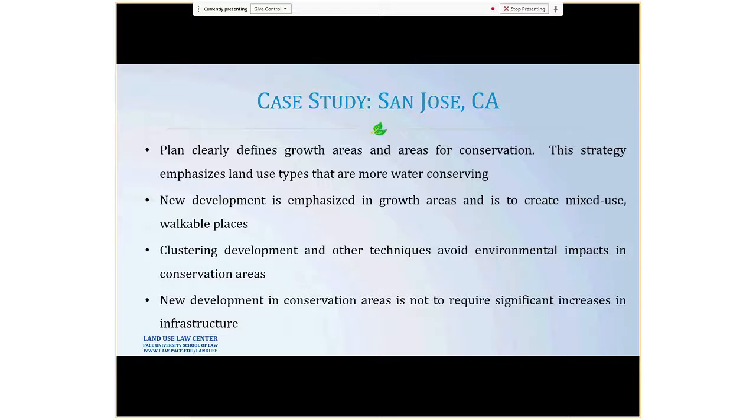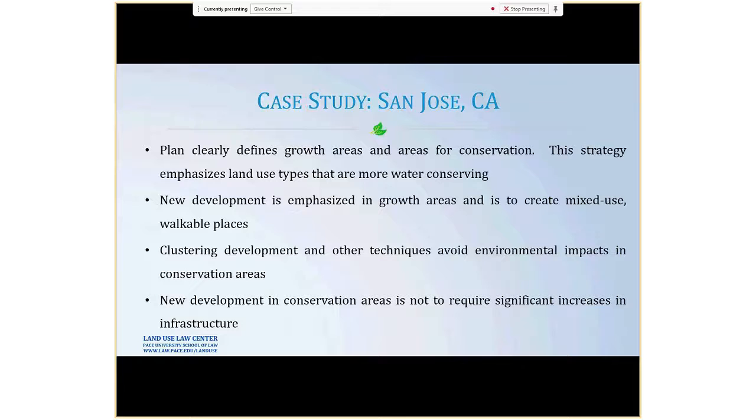This strategy strongly emphasizes land use types that are more water conserving. New development in this plan is emphasized in growth areas and is to create mixed-use walkable places. Cluster development is called for. Environmental impact analysis is called for in the conservation areas. New development in conservation areas is not to require significant increases in infrastructure.